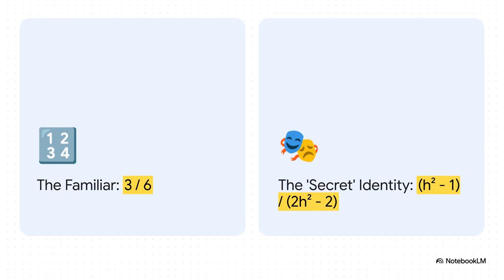I mean, on the left, 3/6, that's a no-brainer, right? It's 1/2. But that thing on the right, with all the x squareds and variables flying around, yep, that is also just 1/2, hiding in a clever costume. And that's really the big secret here. Algebraic fractions play by the exact same rules as the simple fractions you already mastered ages ago.